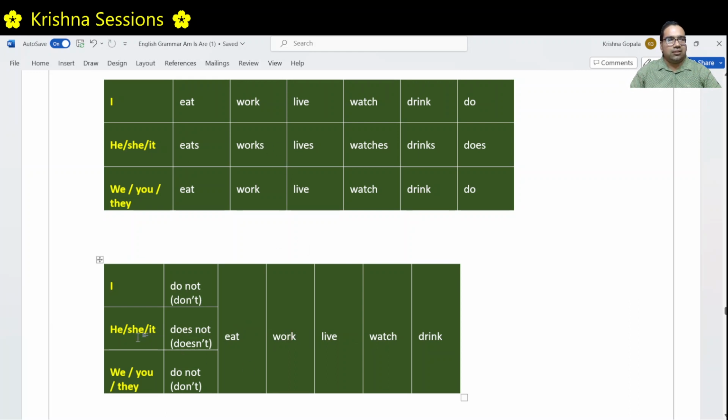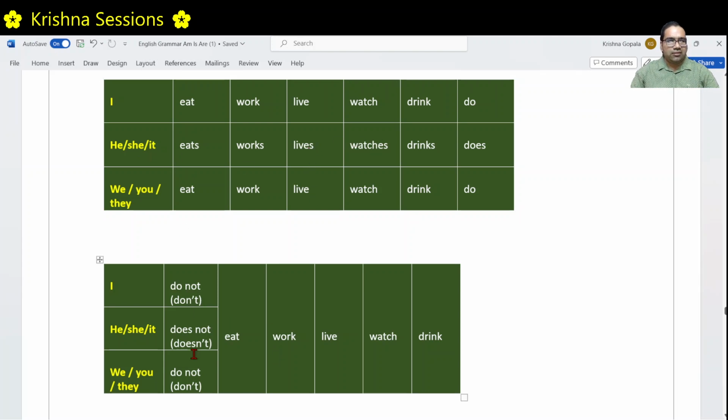He works in London. He does not work in Paris. He lives in London. He, she does not live in London. He watches cricket. She does not watch cricket. Please notice the difference. S will come here in the case of a positive statement, while S will not come in the negative. We'll use the base form of the verb. This is called the base form of the verb, which we use for I, we, you, they: work, live, watch, drink, do, eat. These are the base forms of the verb. Right. We use the base default form of the verb instead of adding any S.